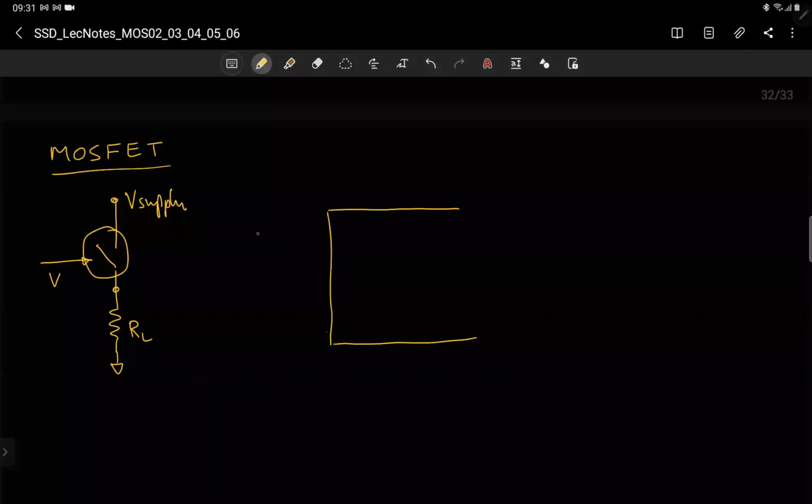This circle is what I'm trying to expand. So this is what we have, right?